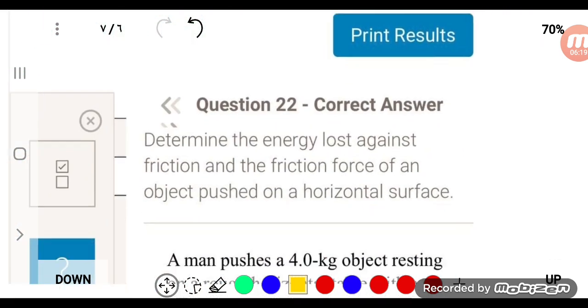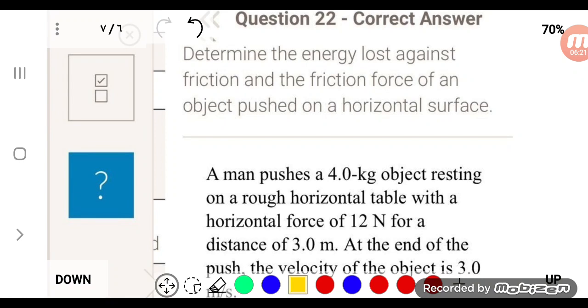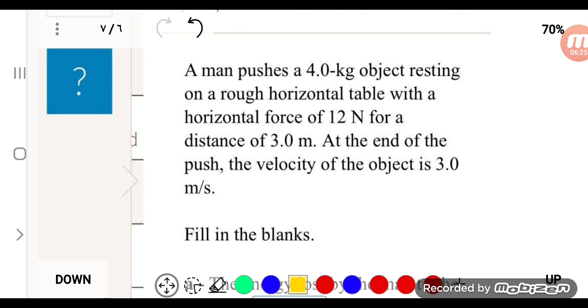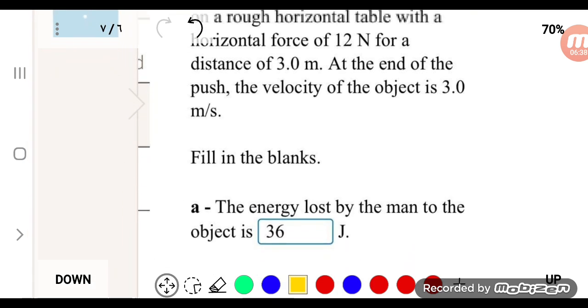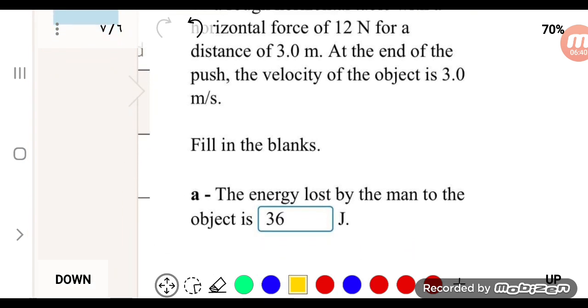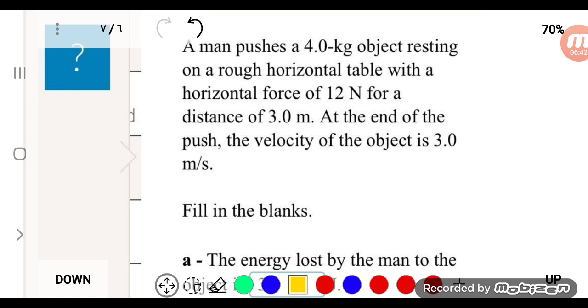Next question. Determine energy lost by friction. A man pushes a 4 kilogram object resting on a rough horizontal table with a horizontal force of 12 newton for a distance of 3 meters. At the end of the push, the velocity of the object is 3 meters per second. Find the energy lost by the man to the object.